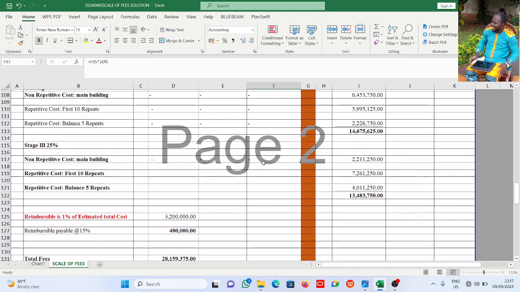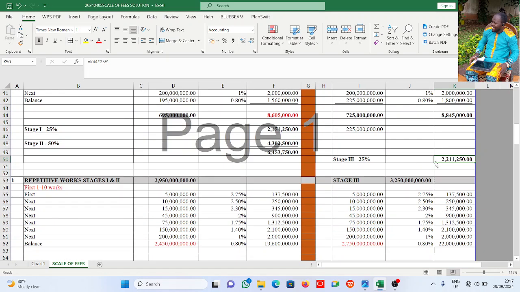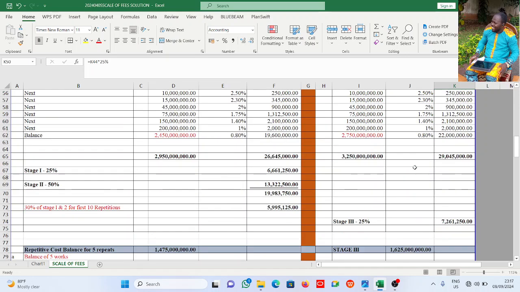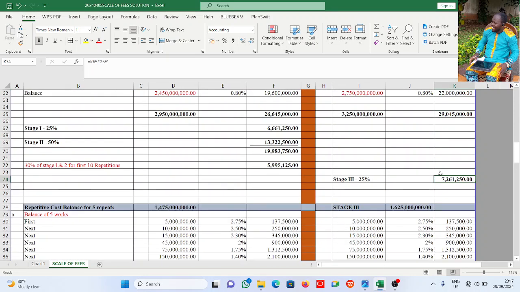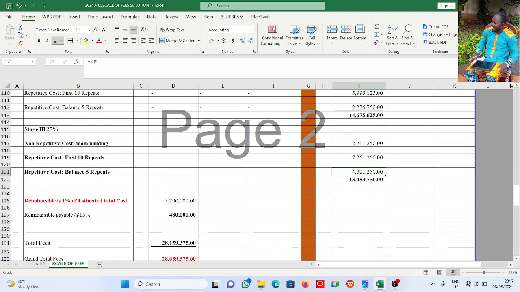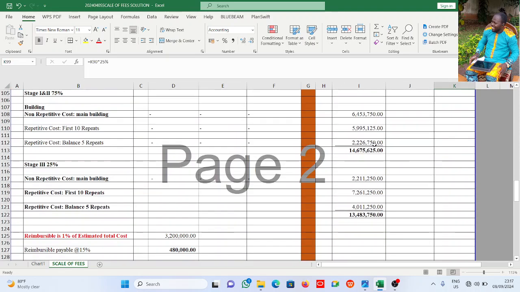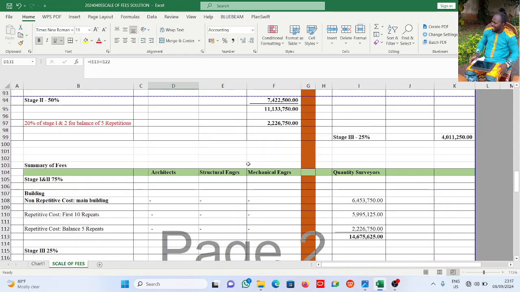Alright, now for stage 3 payments, which is at the later end of the project, the non-repetitive for the first stage is 2,211,250. The same thing applied when we come to first 10 repetitions here. You see this, the same thing, we just did this, and this is it. So basically this plus this gives us what the consultant will be paid on this particular project.